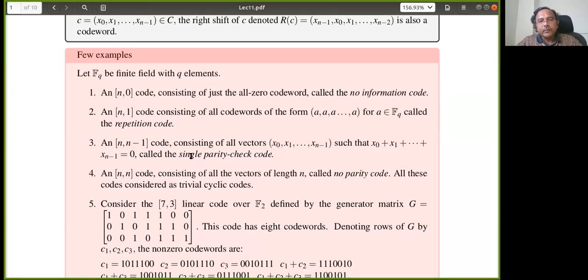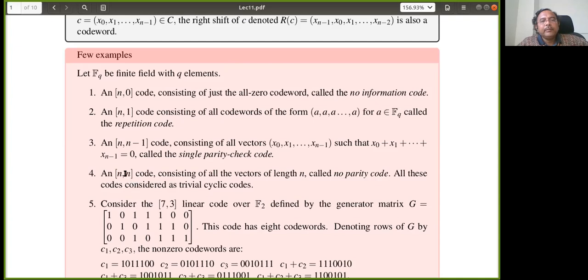Okay, an (n, n) code consists of all vectors of length n. So now I am taking the (n, n) code. What do you mean by an (n, n) code? Somebody? Identity. Identity means what? The matrix is identity? So the map from F_q^n into F_q^n. Okay, you are correct. So k equal to n.